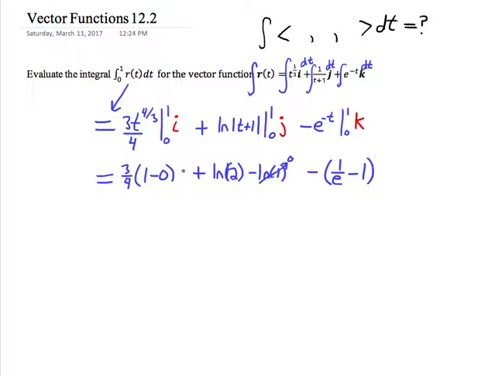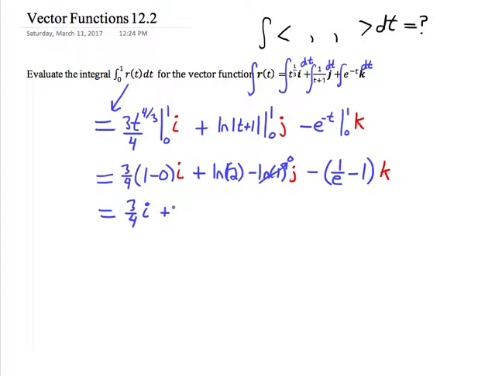Okay, let me get my notation in there, i, j, and k. And we're pretty much done. We just need to simplify, and we've got our integrated vector function. So we get 3/4 in the i direction. I'm just going to give up on my color coding here.